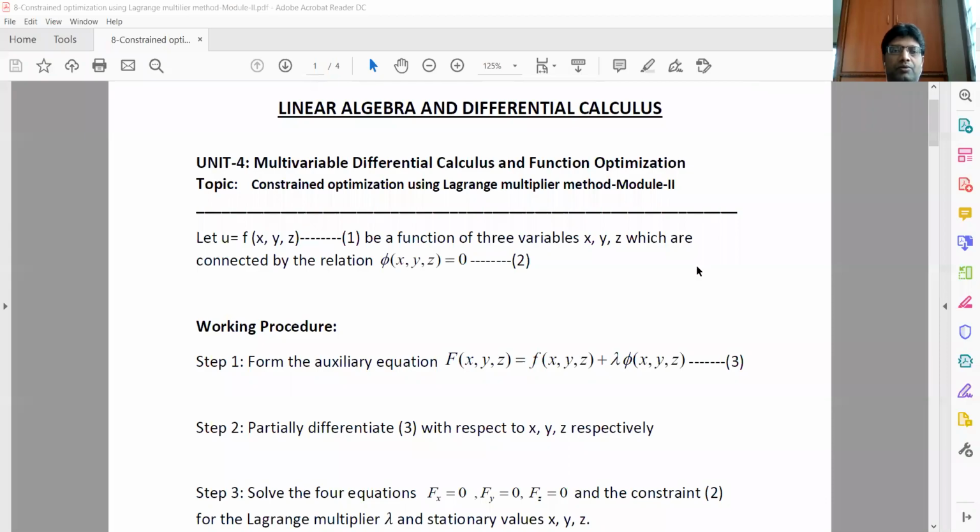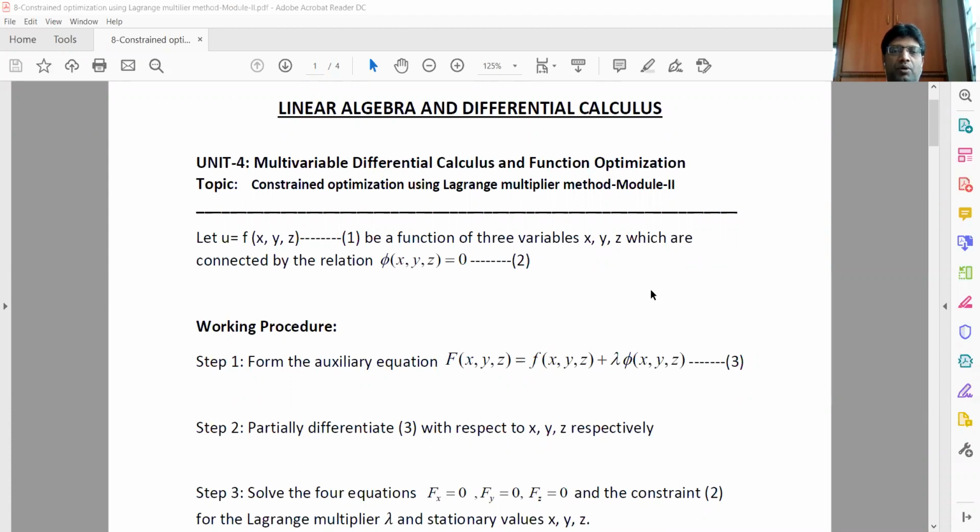Hello, welcome to the fourth unit, Multivariable Differential Calculus and Function Optimization. In this video, we are going to see constraint optimization using the Lagrange multiplier method, module 2. We already discussed the first module. So this is the second module.